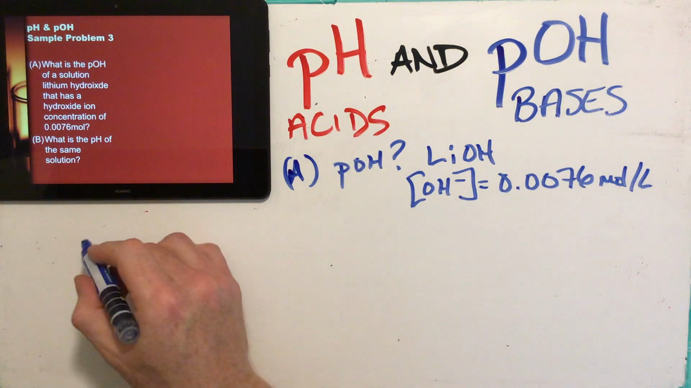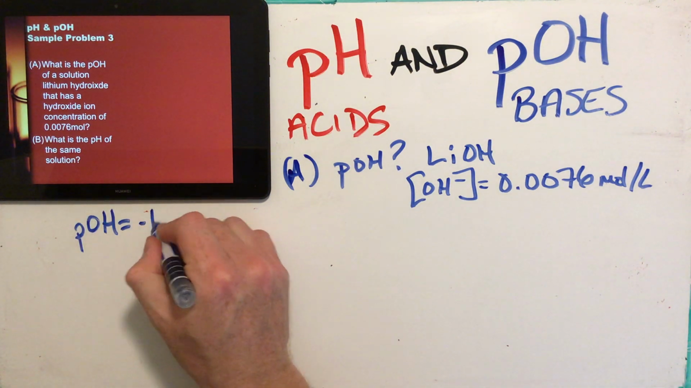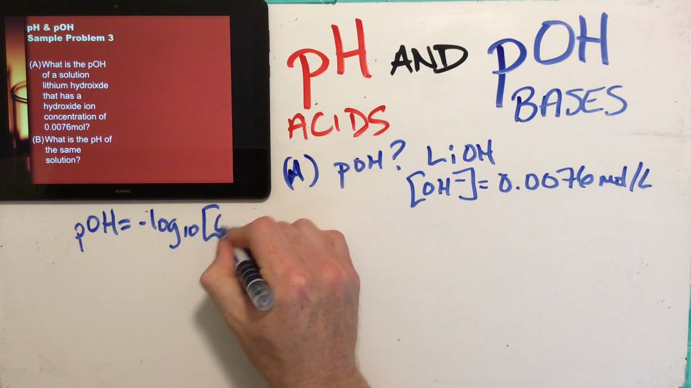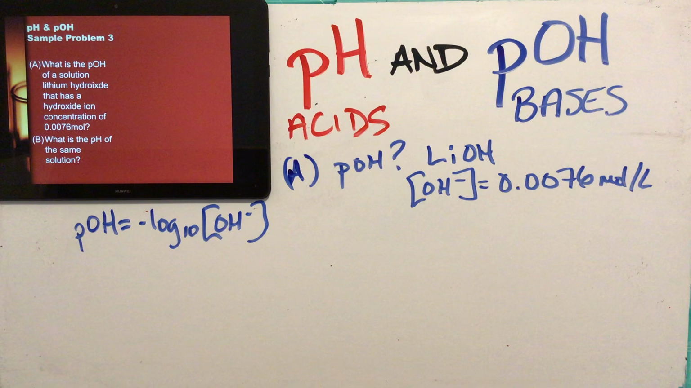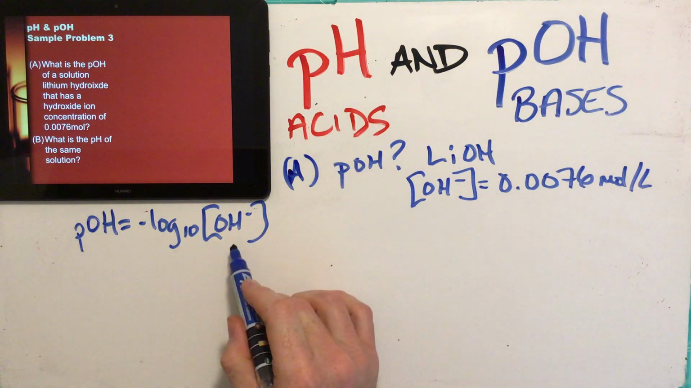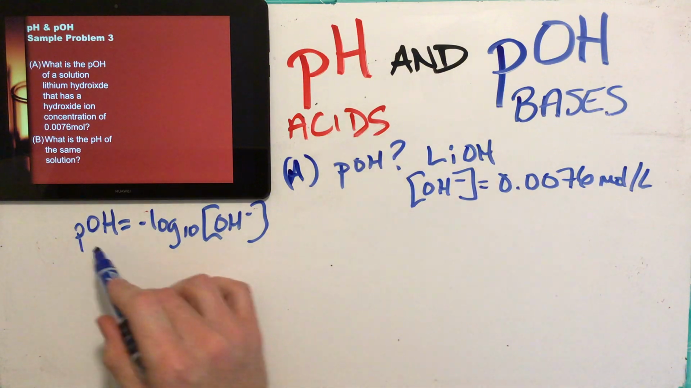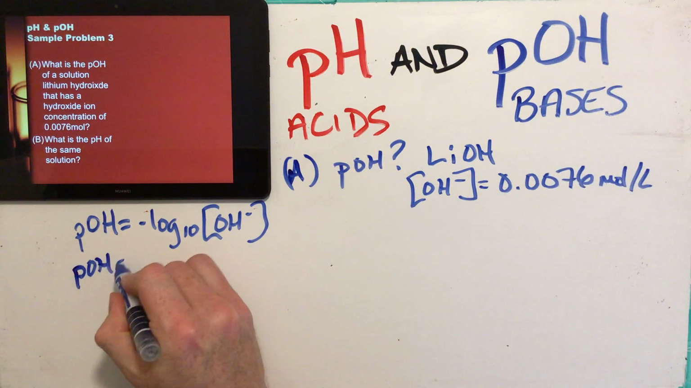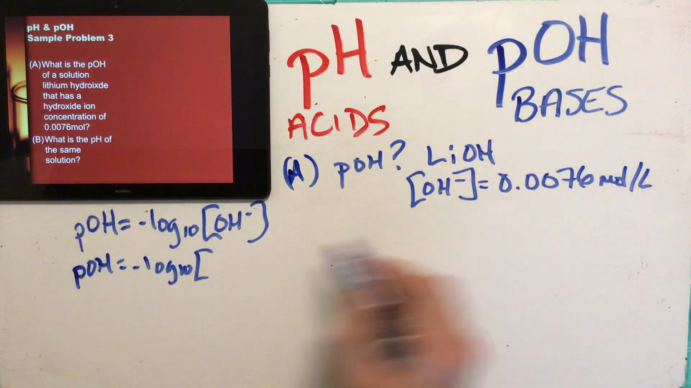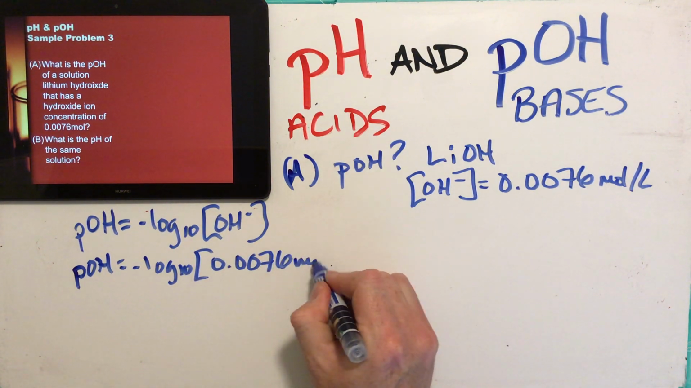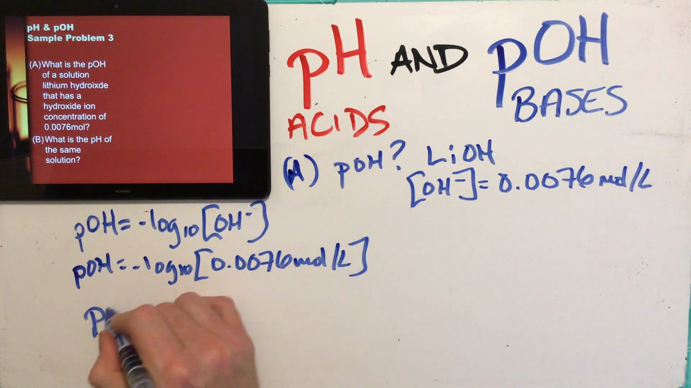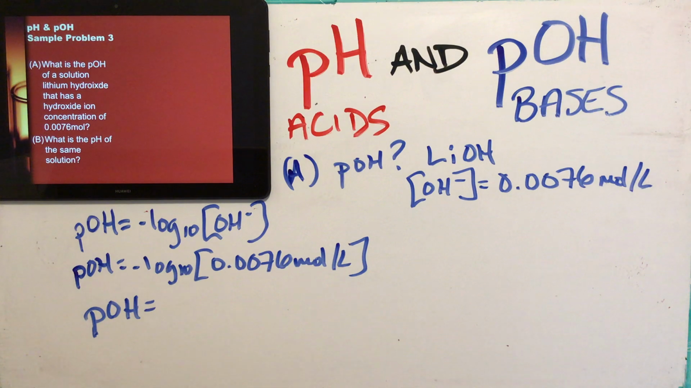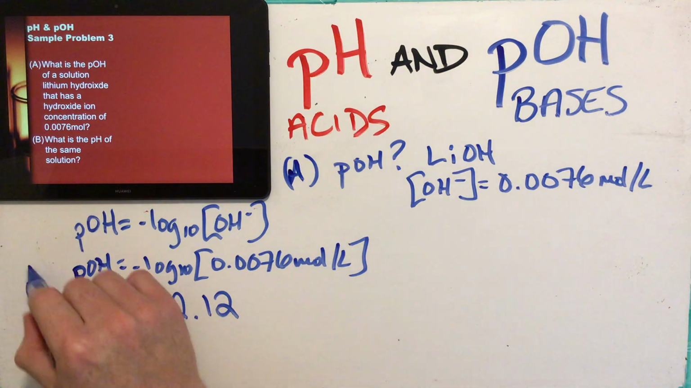So, first thing, I'm going to use my pOH formula this time. Negative log 10, because I've been given hydroxide, I use pOH. LiOH, lithium hydroxide, is a base. I have to use the base one, right? So pOH is equal to negative log 10, and I put in this value. And my pOH, again, use your calculator, and your answer should be 2.12. All right, so that's A right there.